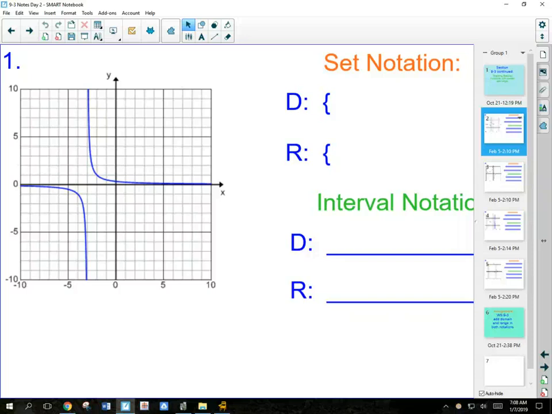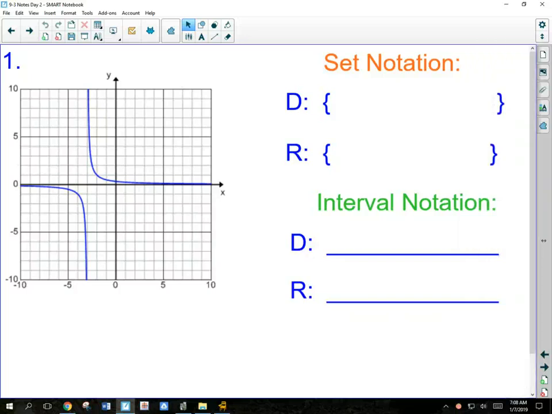All right, in this lesson we are going to look at how to determine the domain and range from a rational function that's been graphed. I didn't actually give you the equations in this particular lesson. They've already been graphed for you, but hopefully you have that down from previous lessons.